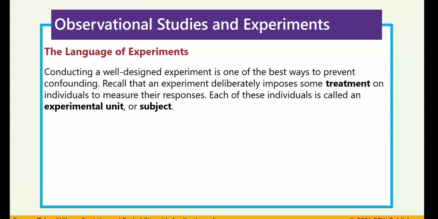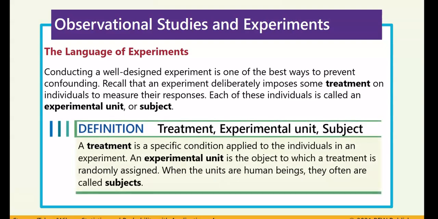A well-designed experiment is one of the best ways to prevent confounding. So you impose a treatment randomly on some folks, and the other folks get a placebo. We'll get to that in a minute. A treatment is a specific condition applied to individuals in an experiment. Lots of times it's a drug. You're trying to lower their cholesterol, so you give them a drug. An experimental unit is the object, person, or animal to which things are randomly assigned.